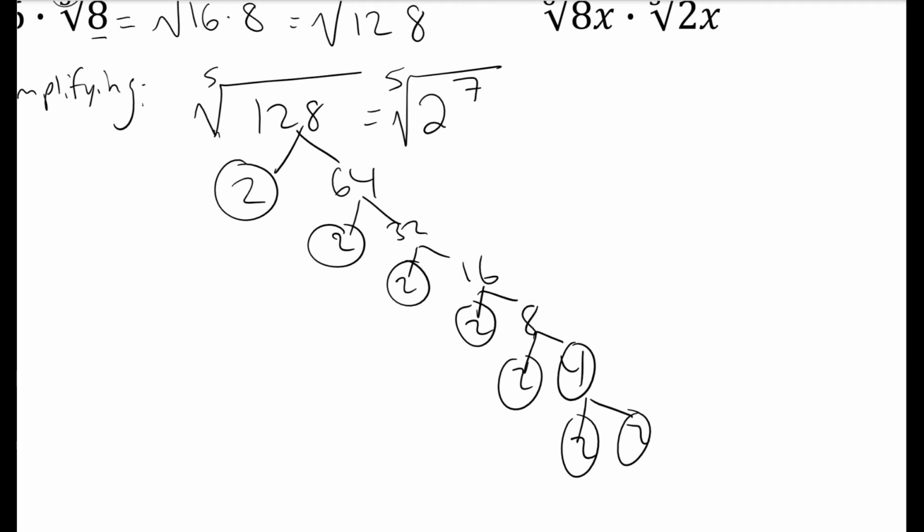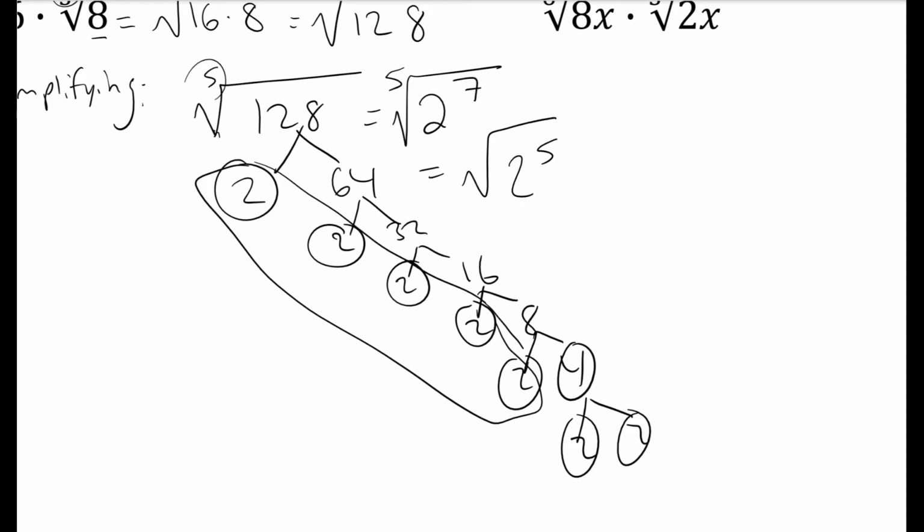However, you're looking for 5 of a number, right? So we're looking for 5 2's, like this. And since we're looking for 5 2's, I'll say I have 2 to the 5th. And then I have 2 2's left, right? So I'm going to go ahead and write that as 2 times 2, or 2 squared. And now these cancel.